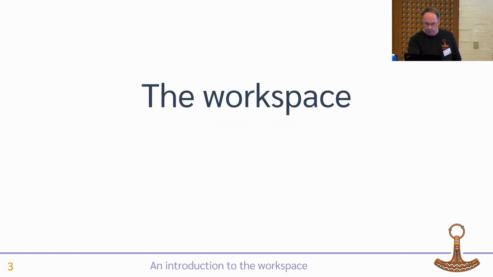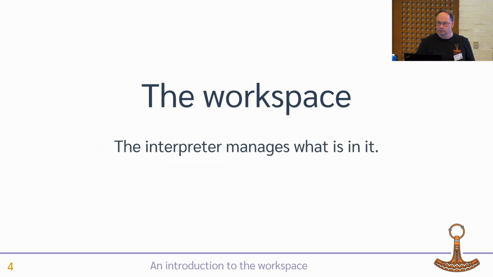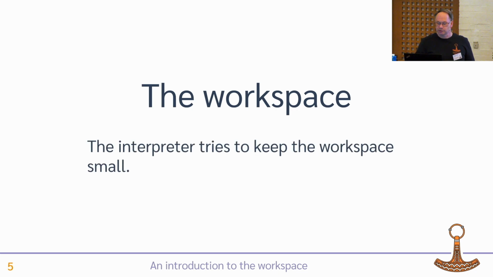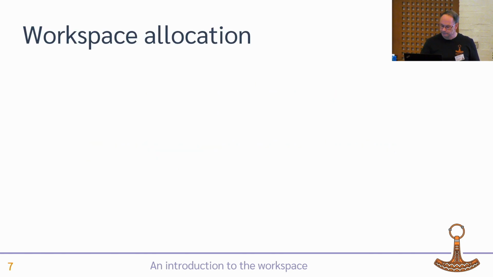So, what is the workspace? Well, it's a big contiguous block of memory which the interpreter asks the operating system to allocate. The interpreter itself entirely manages what's in it. It tries to keep it small. It doesn't at any cost try and keep it small, but it tries to keep it small as is reasonable. And the workspace will shrink and grow from time to time, but it will never get bigger than max_was. So your max_was is an absolute upper limit for the size.